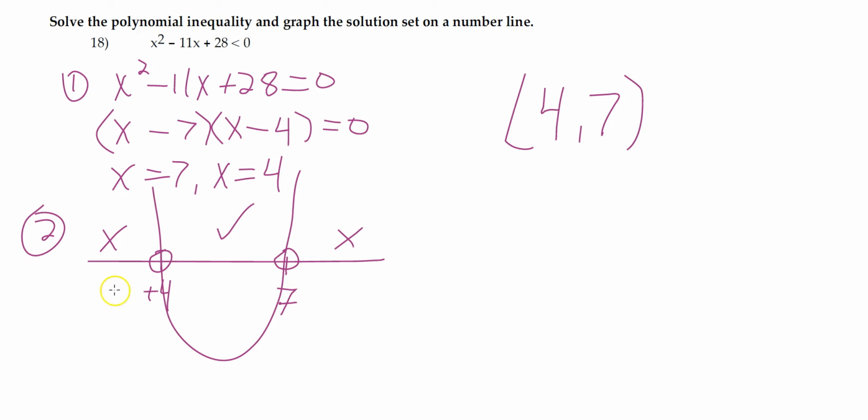Now for an example, you can also verify these. For example, if I put in 0, I can test that value by plugging it into the inequality. Getting us 28 is less than 0, which is not true, and that X's out all of these numbers in this interval as not being part of our final answer.